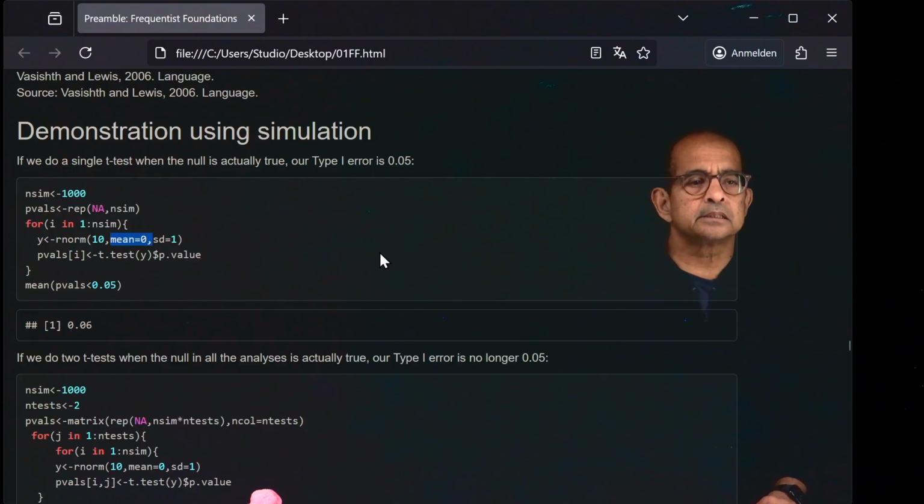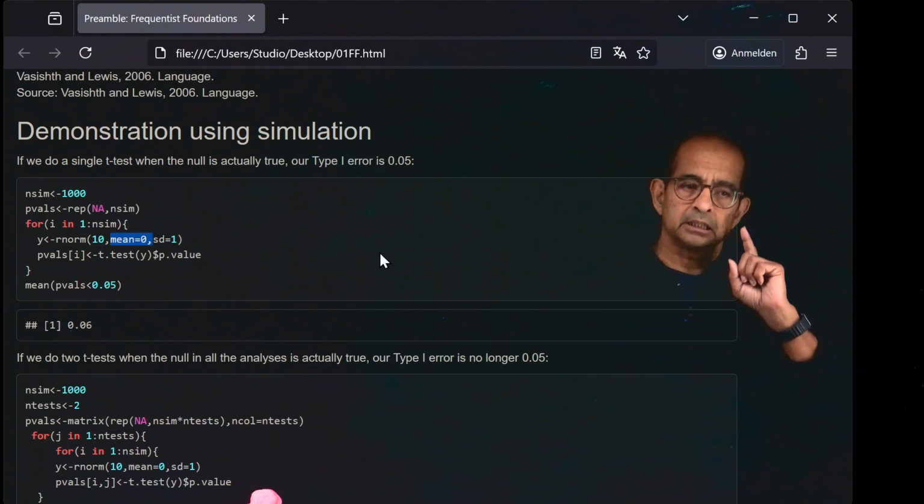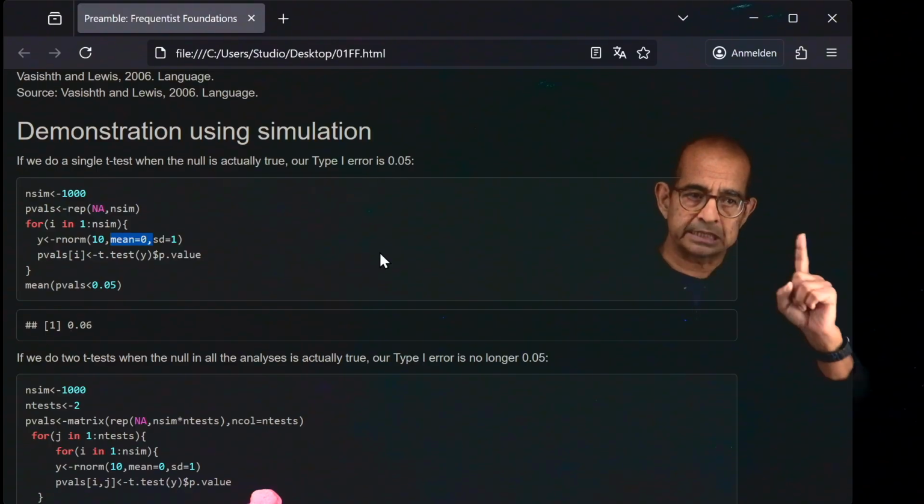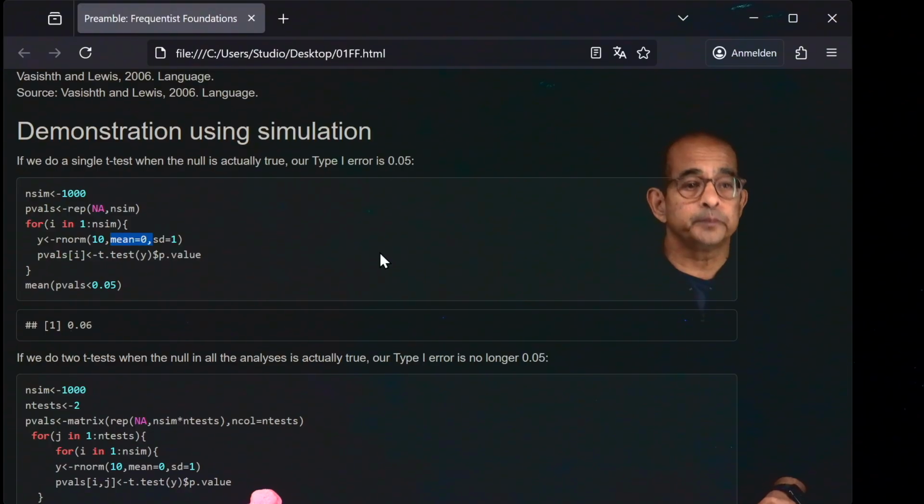So let's look at the inflation of type 1 error under repeated statistical tests on the same data set. Now, suppose you did a statistical test only once. Every time you ran the experiment, you do only one statistical test. What would be the type 1 error?